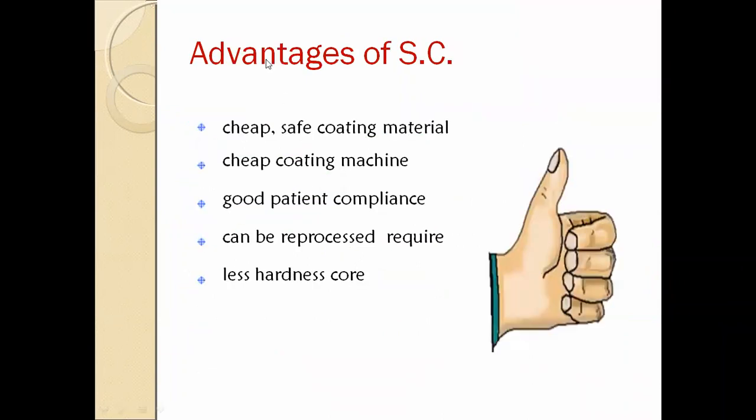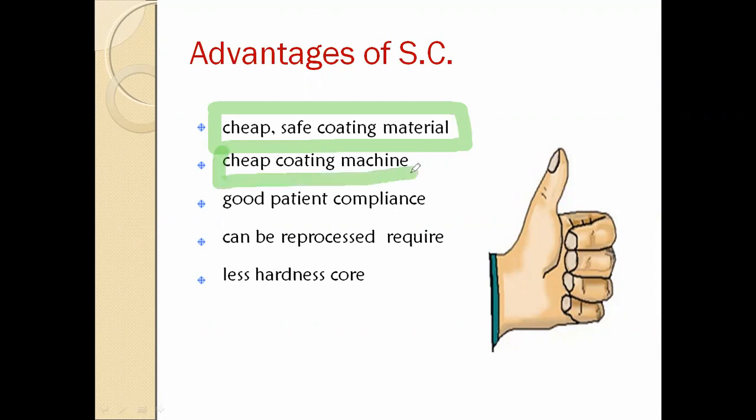Now let's talk about certain advantages which sugar coating gives. It is cheap. Cheap means with respect to the money involved, so it is economical. The coating material which is used is normally sugar, that is sucrose, so it is a cheap coating material. The machines which are used are also economical in cost.